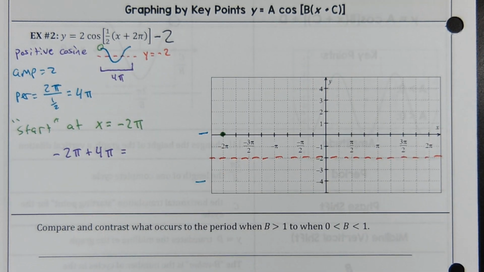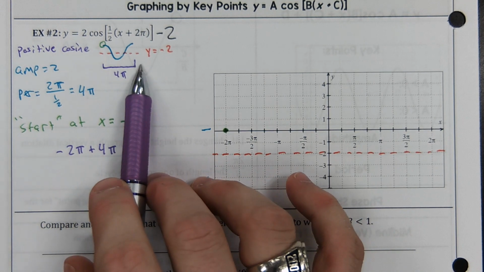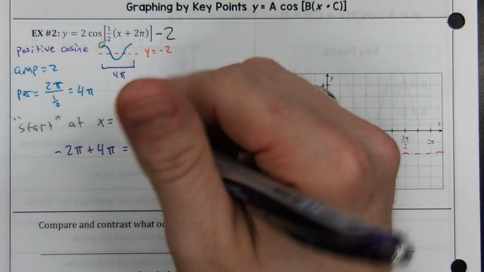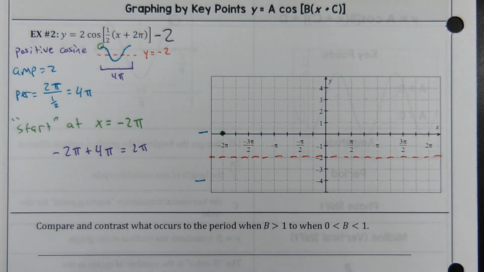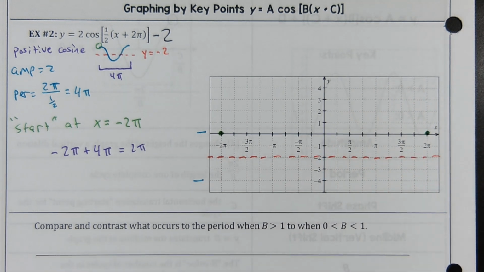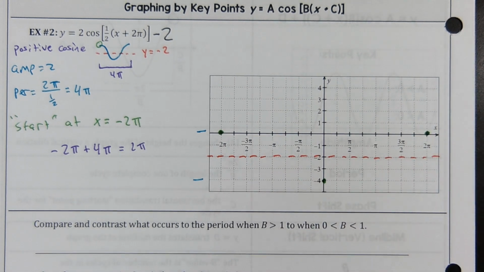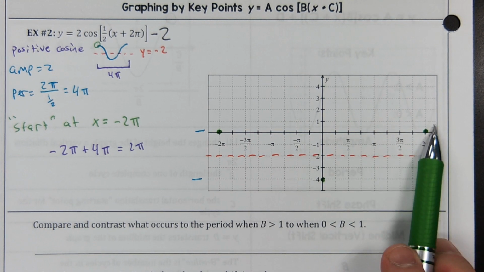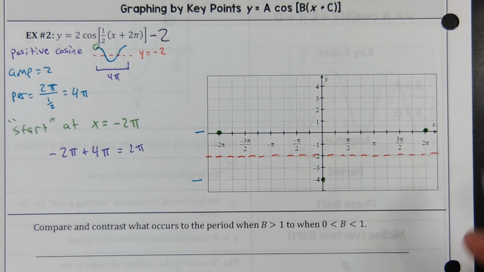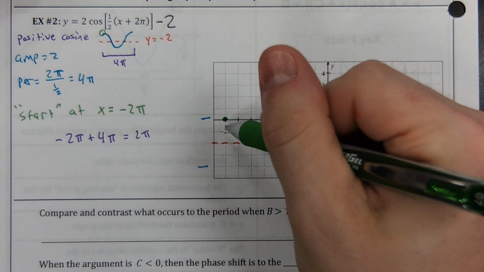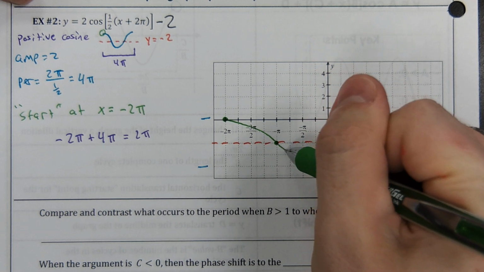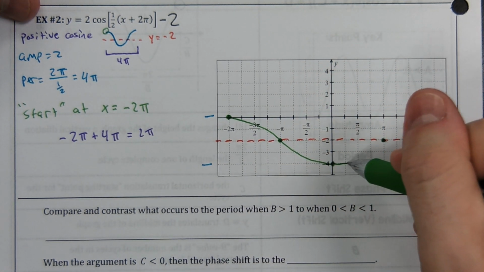Anyway, negative 2 pi plus 4 pi, because we just want to know where we're ending. We're going 4 pi away from our beginning, and it's going to end at positive 2 pi. So at positive 2 pi, I'll be back to my maximum. That is a really wide wave. Halfway between those two maximums will be my minimum. Halfway between 0 and 2 pi is pi. So I'll be back to my midline at pi, and back to my midline at negative pi. And we can now draw this really wide cosine wave.